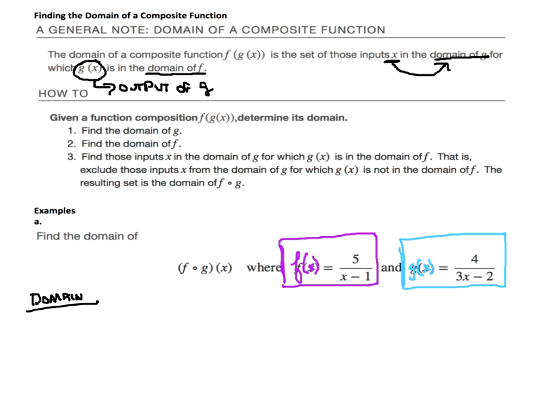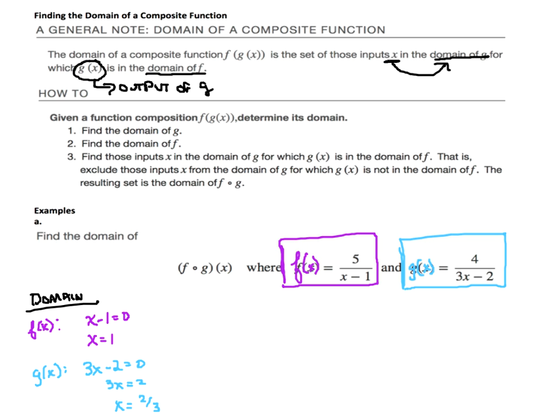So for f of x, the thing that I have to watch out for is that denominator being 0. So I set up that situation. When will x minus 1 equal 0? That's going to happen when x is 1. And then for g of x, I also need to worry about 0 in the denominator. So when will 3x minus 2 equal 0? Well, if I add 2, 3x is 2, divide by 3, x is 2/3.